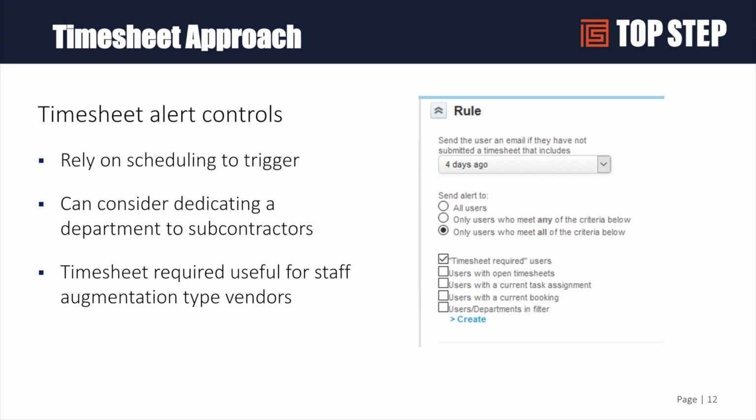So that's another way to exclude. You could also use bookings or task assignments. So if you're booking your resources and they're not booked within a period, then maybe they don't get an alert because their timesheet's not due. So there's some options here. You just want to make sure you're sending the right alerts to the right folks at the right time.